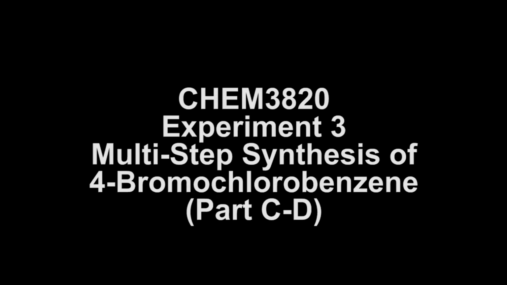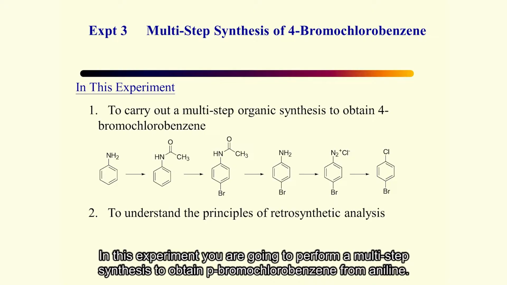Experiment 3. Multi-step synthesis of 4-bromochlorobenzene. In this experiment, you are going to perform a multi-step synthesis to obtain p-bromochlorobenzene from aniline.